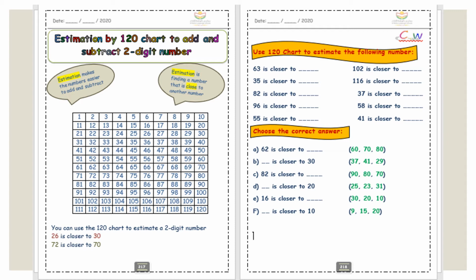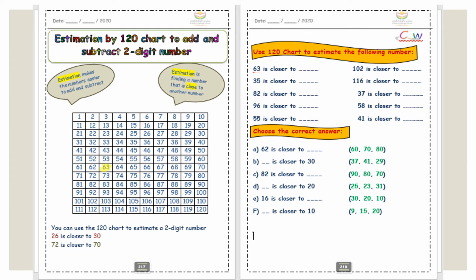What you see on page 217 is the 120 chart, and you know what the 120 chart is, right? This is your 120 chart. Now, we're going to work on this 120 chart. And on page 218, it says, use the 120 chart to estimate the following numbers. 63 is closer to... So let's see where 63 is. Let's mark 63. This is 63.